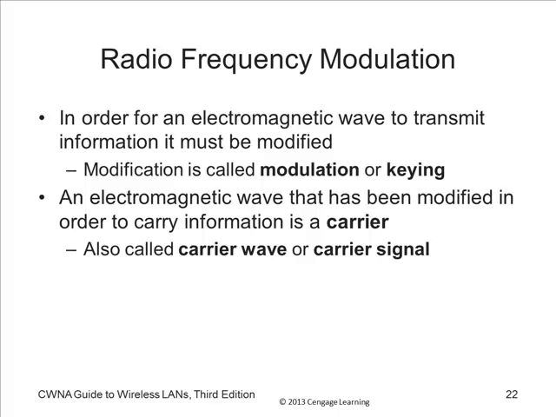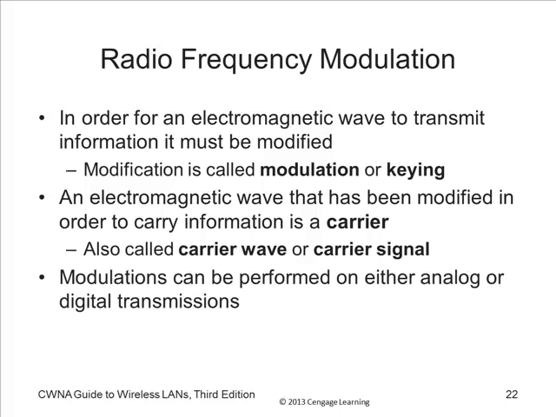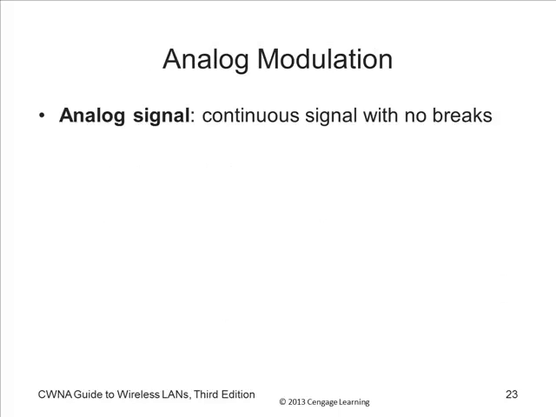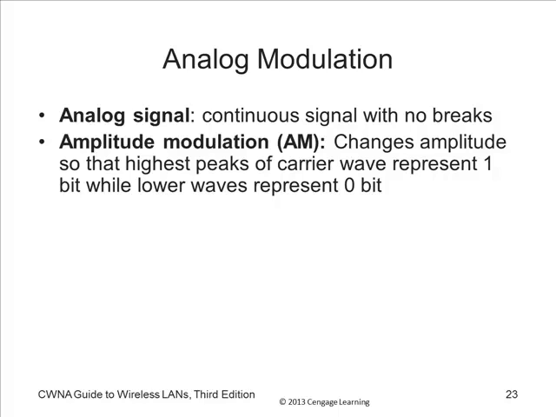So the electromagnetic wave that's been modified in order to carry information is the carrier signal. Carrier wave or carrier signal. The carrier signal is the base frequency that we're using. It can be performed on either analog or digital transmissions. Analog, continuous signal, no breaks. The sine wave is an analog signal. Amplitude modulation, guess what? We changed the amplitude.